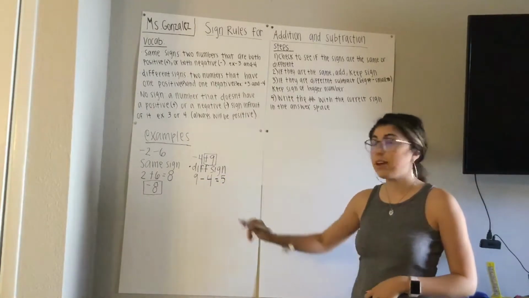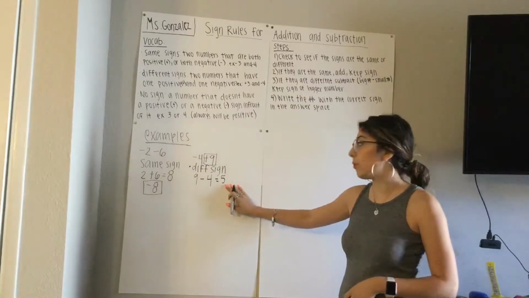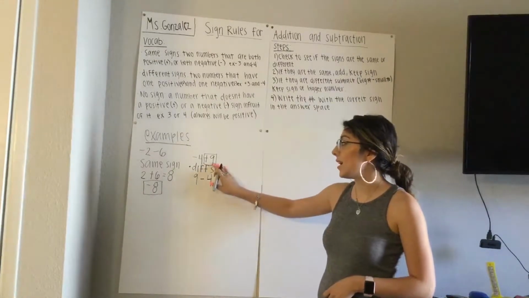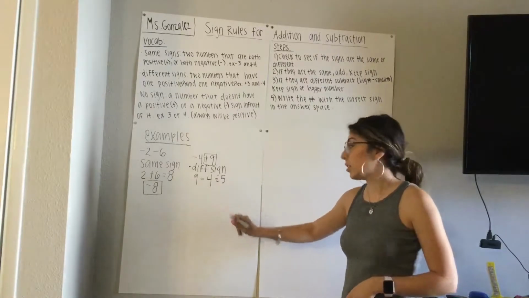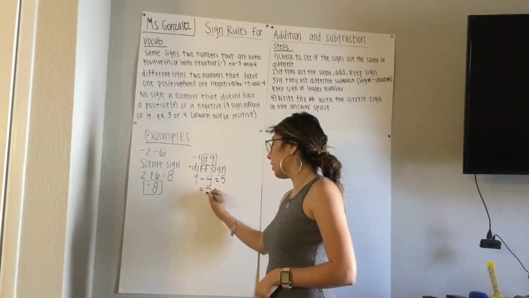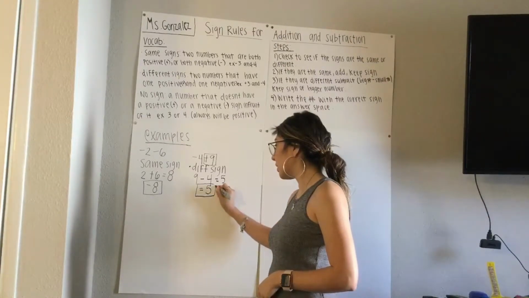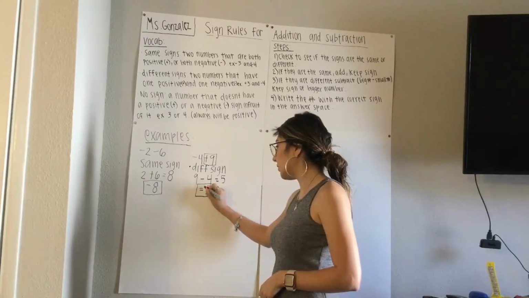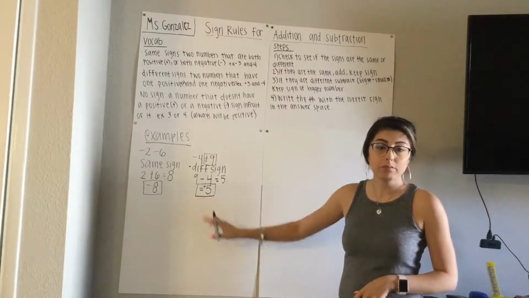All right, so we have 5. Are we done there? All right, and we're done. Why? Because 9 is our bigger sign, and it needs to be positive, correct? Correct. So our answer is going to be 5, positive 5. If it helps you to write positive here, we can go ahead and do that as well, okay?